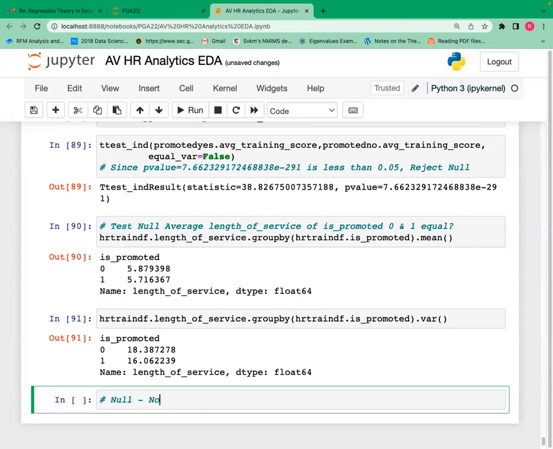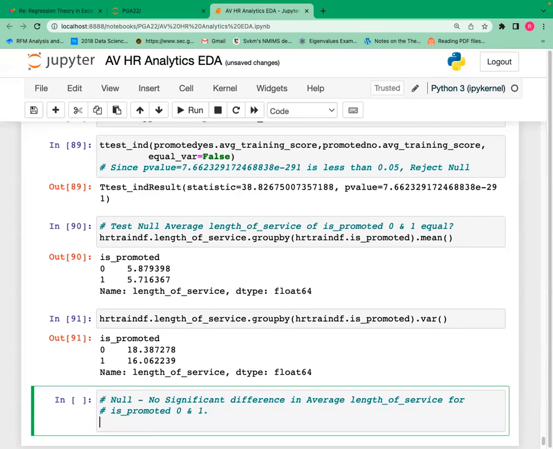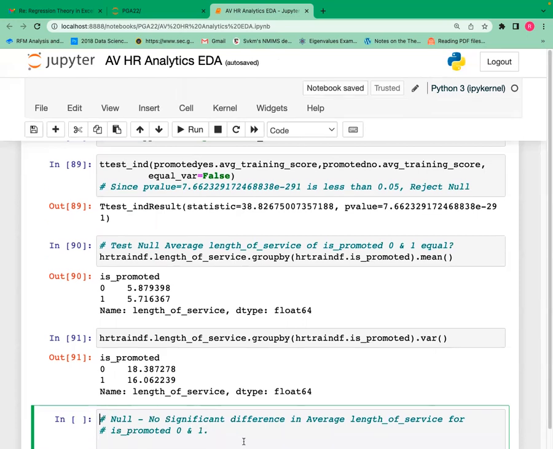Null is no significant difference in average length_of_service per is_promoted 0 and 1. Same statement, copy and paste.